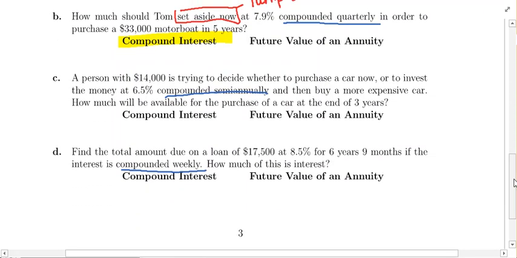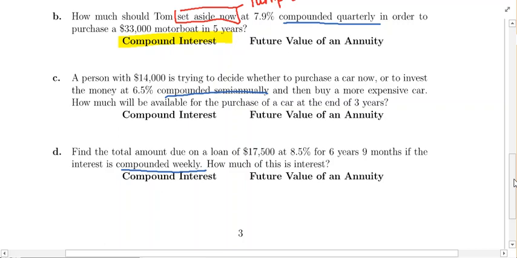A person with $14,000 is trying to decide whether to purchase a car now or to invest the money at 6.5% compounded semi-annually and then buy a more expensive car. How much will be available for the purchase of a car at the end of 3 years? So we've got our person who has $14,000. You might find yourself in a similar type of situation where you have a sum of money and you're trying to figure out whether you should buy your car now with that money or invest the money for a little bit of time and try to grow it so that you can purchase a more expensive car a little later.